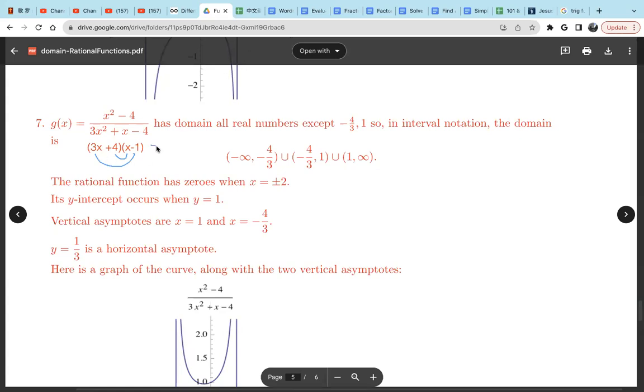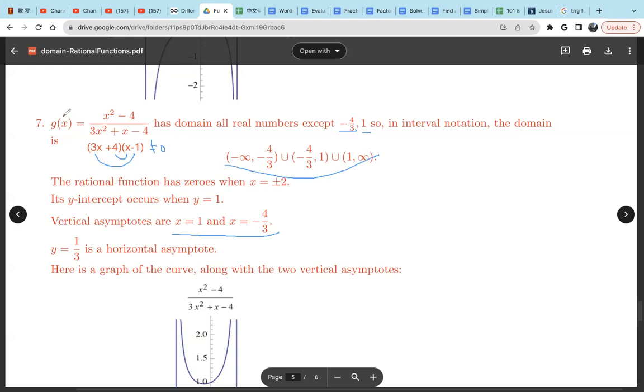So the denominator cannot be 0. So for the domain, that means x cannot be -4/3, and x cannot be 1. And those two numbers give us two vertical asymptotes, x equals 1 and x equals -4/3. And the domain, we can write in interval notation as this.